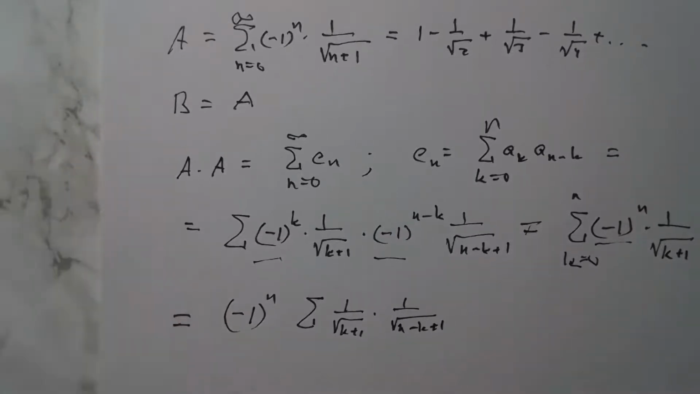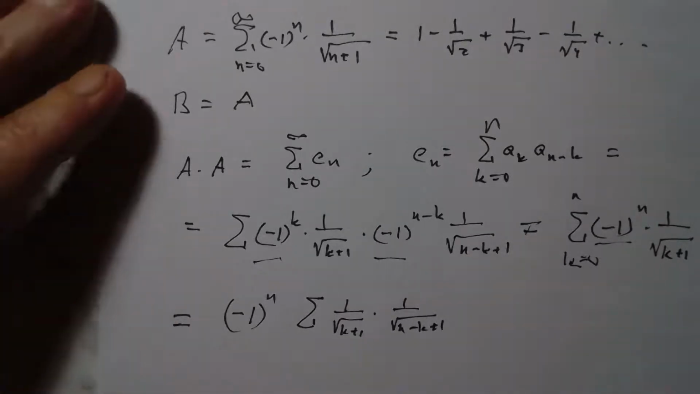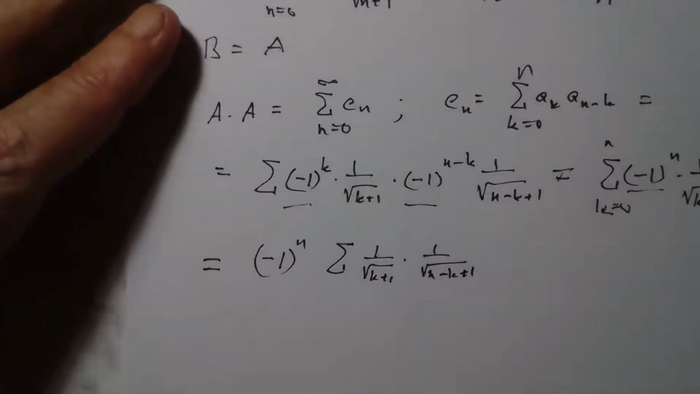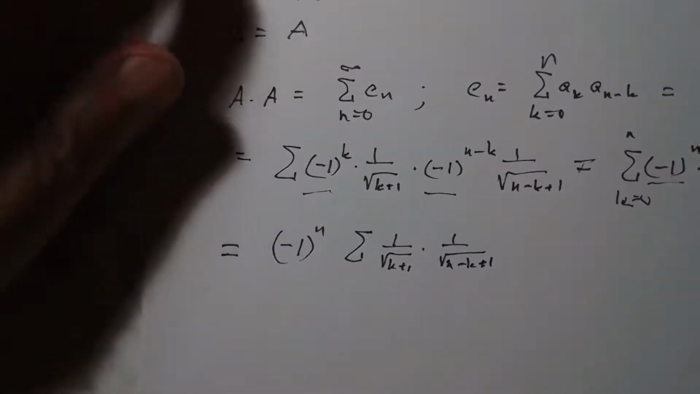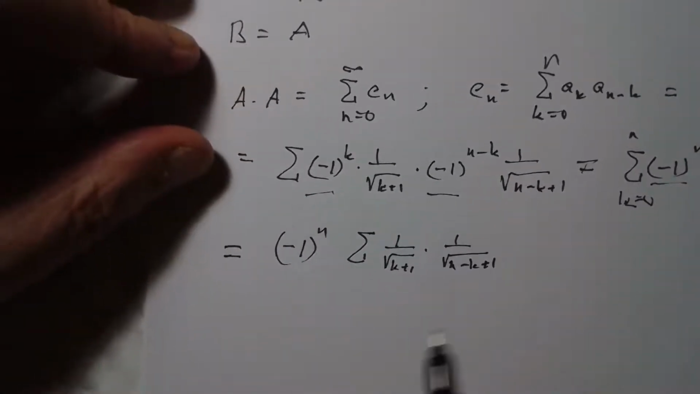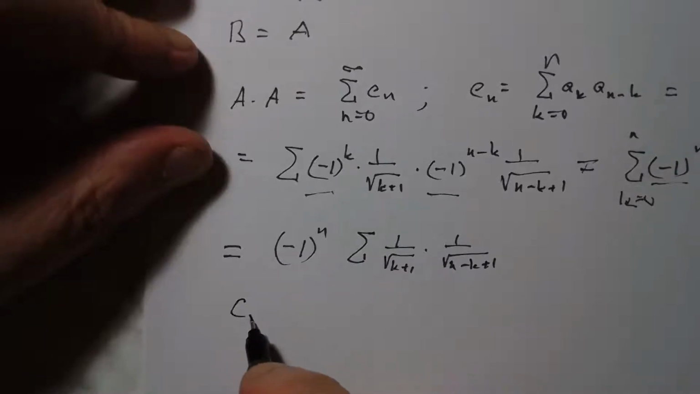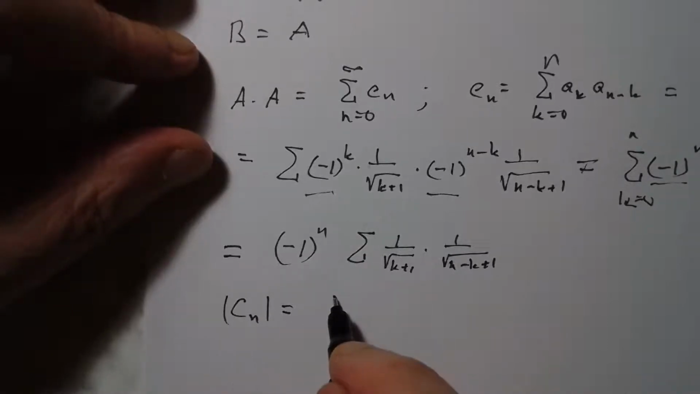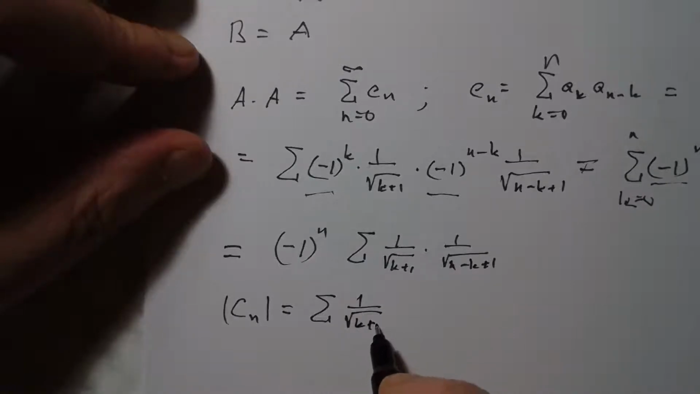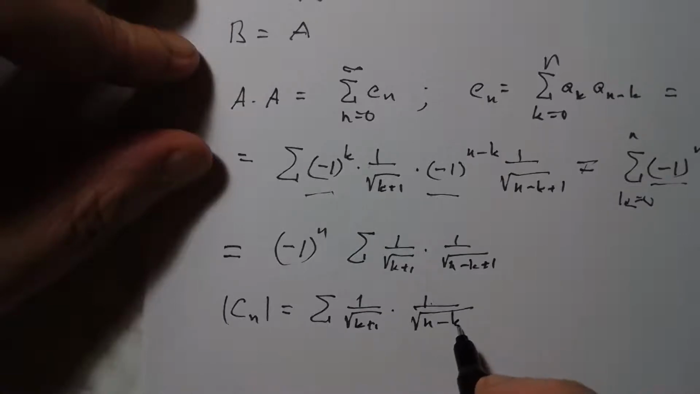Okay, what I'm going to do now is something a little bit different from what Rudin is doing. I think it is easier that way, but you tell me. So now the c_n in absolute value is equal to the sum of 1 over square root of k plus 1 times 1 over square root of n minus k plus 1.